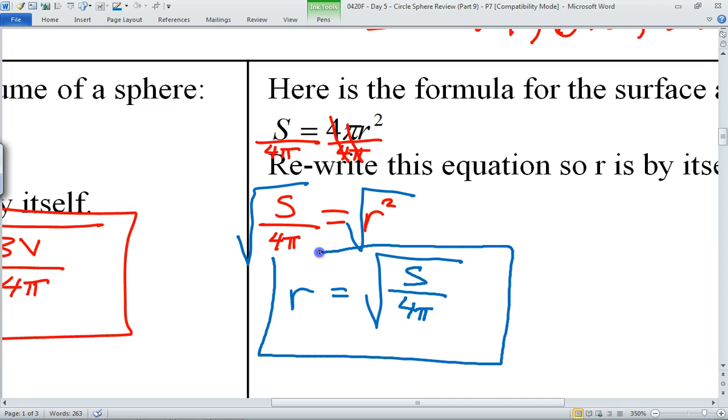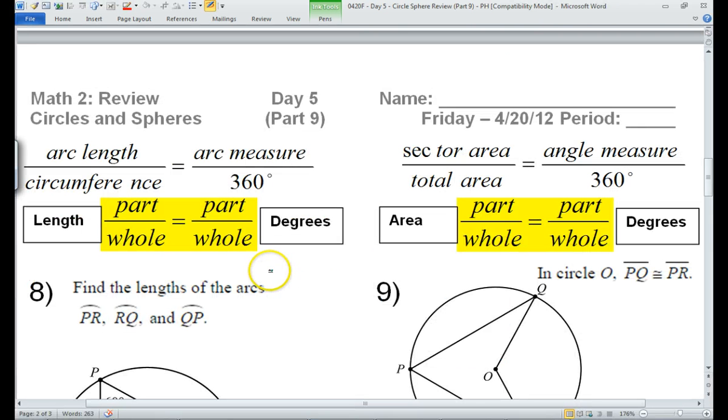Okay, we're going to have to leave it there. We already started. Okay, moving on to problem number 8.